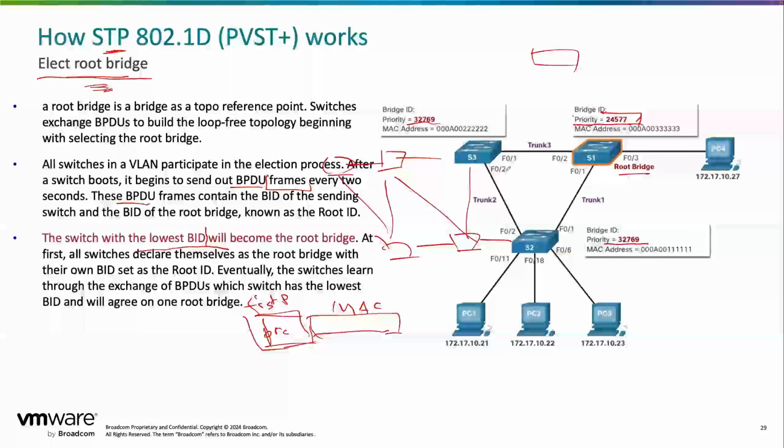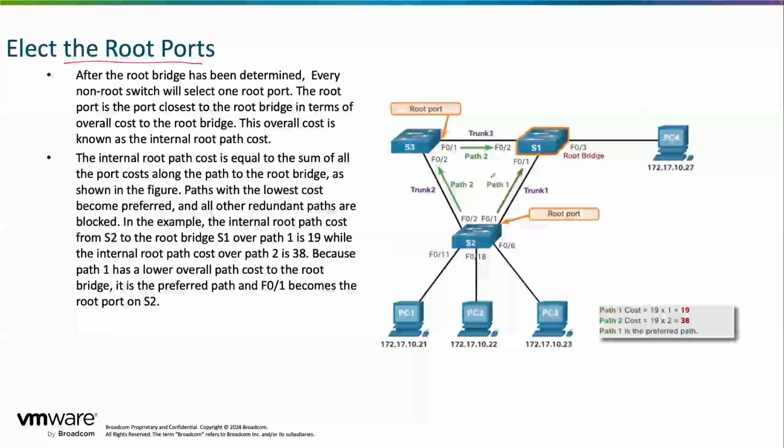And the second step is to elect the root port. So how do they elect the root port? Every switch has one root port. For example, S1 has a root port, S2 has one root port. Every switch has a root port. This root port will be the shortest or the closest port to the root bridge.